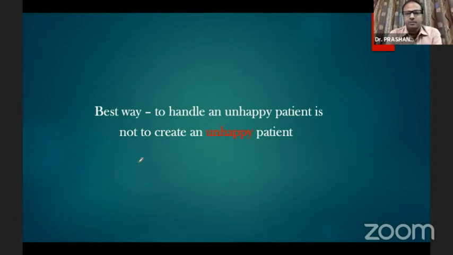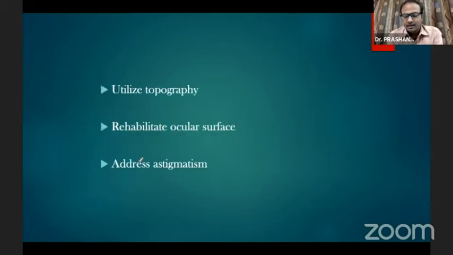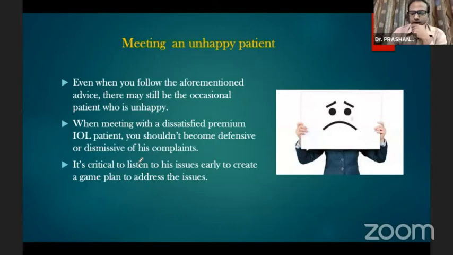The best way to handle an unhappy patient is not to create unhappy patients, but that's very difficult and easier said than done. So in order to achieve that, we have to do proper counseling many times to the patient. You have to utilize the topography very well, rehabilitate the ocular surface, and address astigmatism. These are the 4 key things which should be done in order not to get unhappy patients.